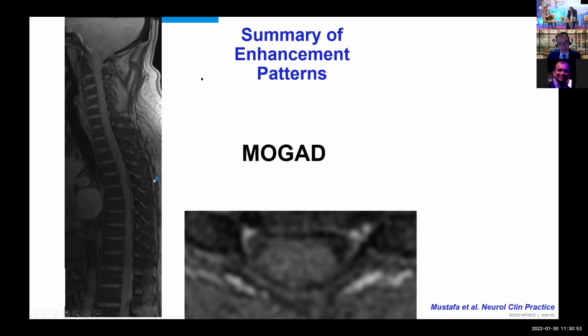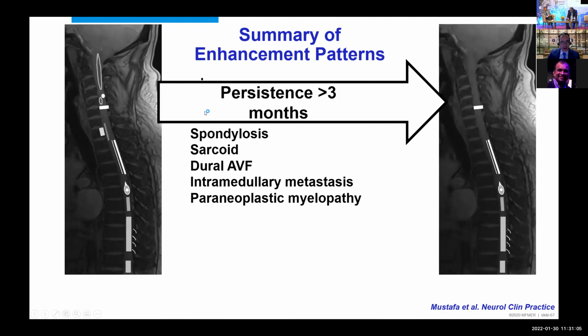And with MOG antibodies, we didn't discuss this in detail earlier, but up to half of cases will have no enhancement, or if they do have enhancement, it's very minimal. So that's one to think about if you see no enhancement. And then we also think about the persistence of enhancement. As I mentioned, after a couple of months, the demyelinating conditions, so MS, aquaporin 4 and MOG, the enhancement tends to go away. And then we're left over with conditions like spondylosis, sarcoidosis, dural AV fistula, paraneoplastic, and intramedullary metastases.